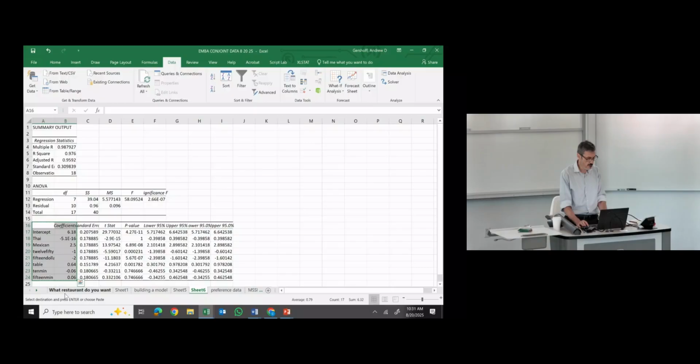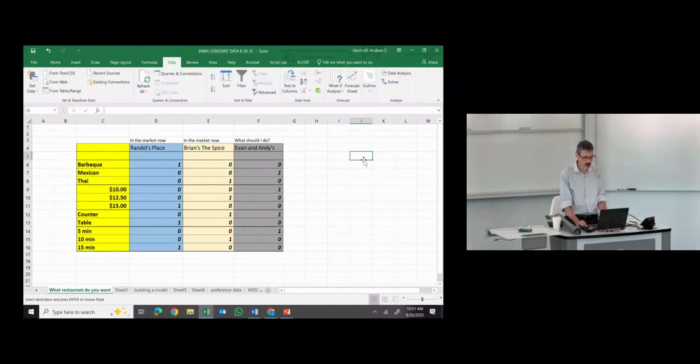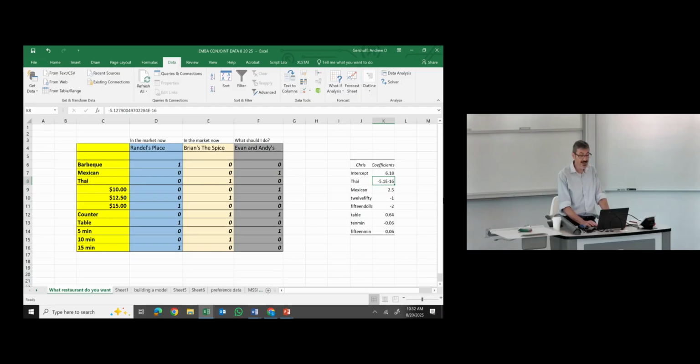Let's go back to our restaurants over here. So this is Chris, right? And what I can see is that, Chris, this is as close to 0 as I can get. That's 5.12 times 10 to the negative 16. So it is a very, very small number, so basically 0, which suggests that Chris is indifferent between Thai food and barbecue food, but he likes Mexican food quite a bit more.